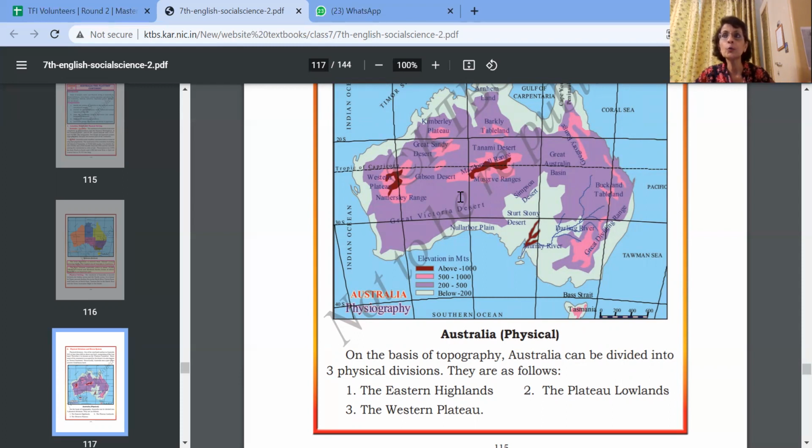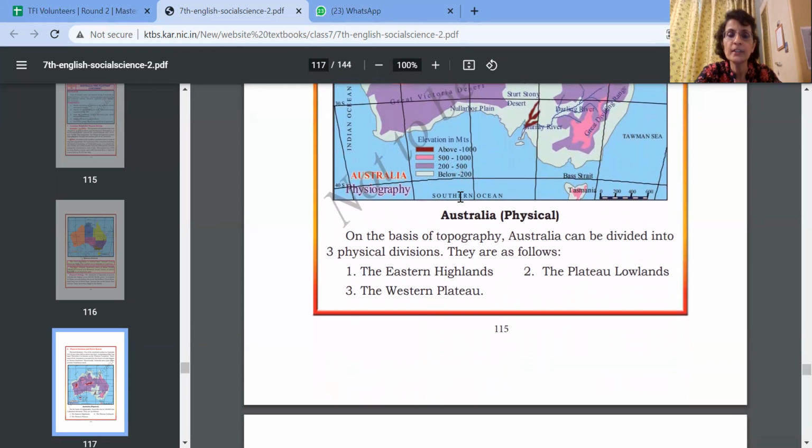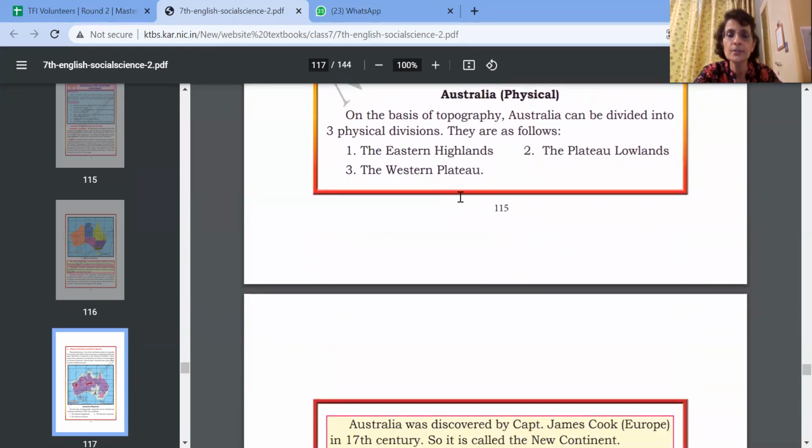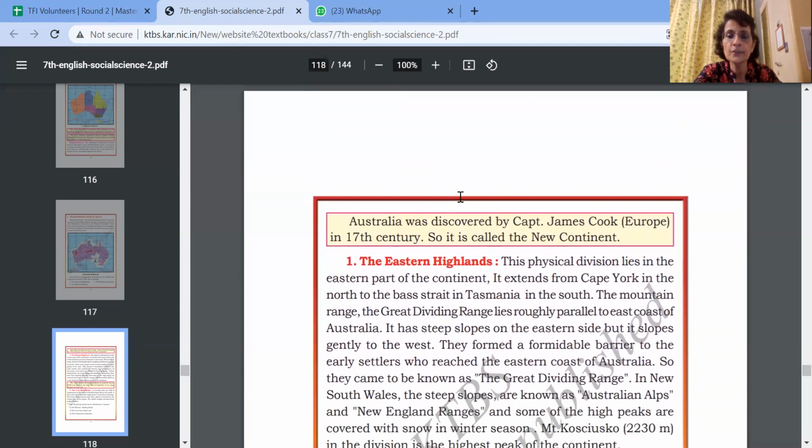It can be between two mountain ranges also. So it can be a long stretch of land between two mountain ranges. Obviously, Australia has a lot of plateaus. So it has the Western Plateau, the Plateau lowlands, and the Eastern Highlands. These are the three basic divisions of Australia as far as the physical features are concerned.